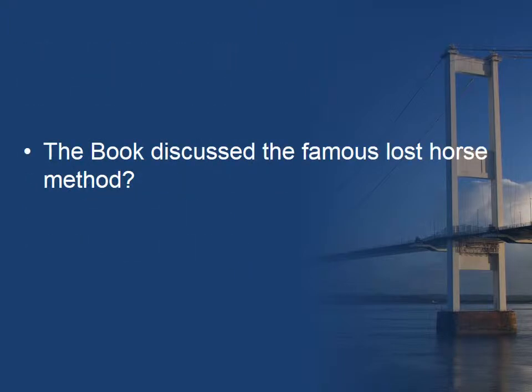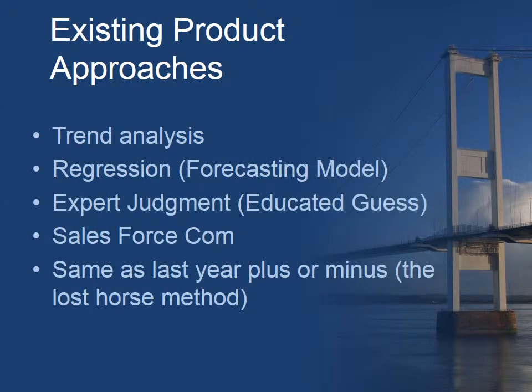The book discussed the famous lost horse method, and this is the one that I was talking about that's really relatively bizarre, but let me show you where that fits. Existing approaches to estimating sales. Well, of course, if I have an existing product, I can do a trend analysis, and that was the example I started off with, where we show sales for the last 5 or 6 or 7 years, and we just estimate that the trend will continue however it's headed. We could use a regression method. Many of you have taken your business statistics class where you learned how to do some basic regression. You can use that to forecast and build a forecasting model.